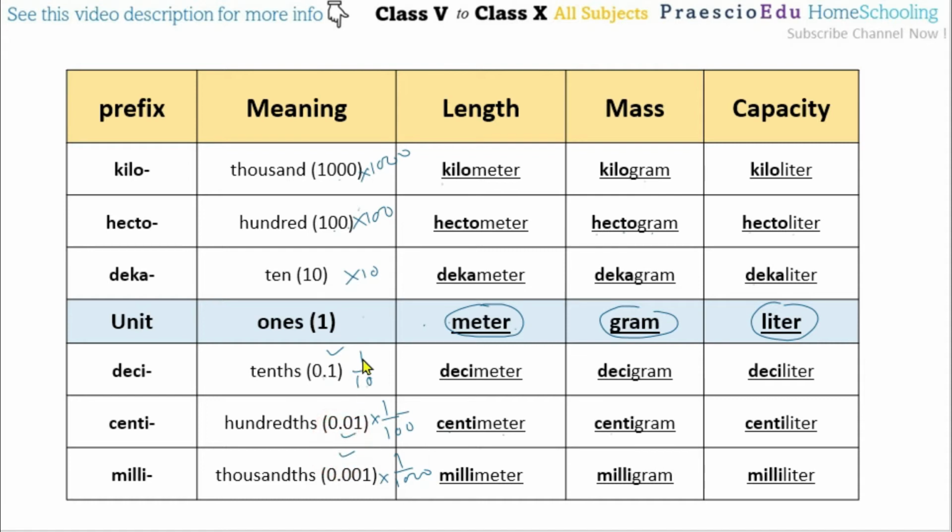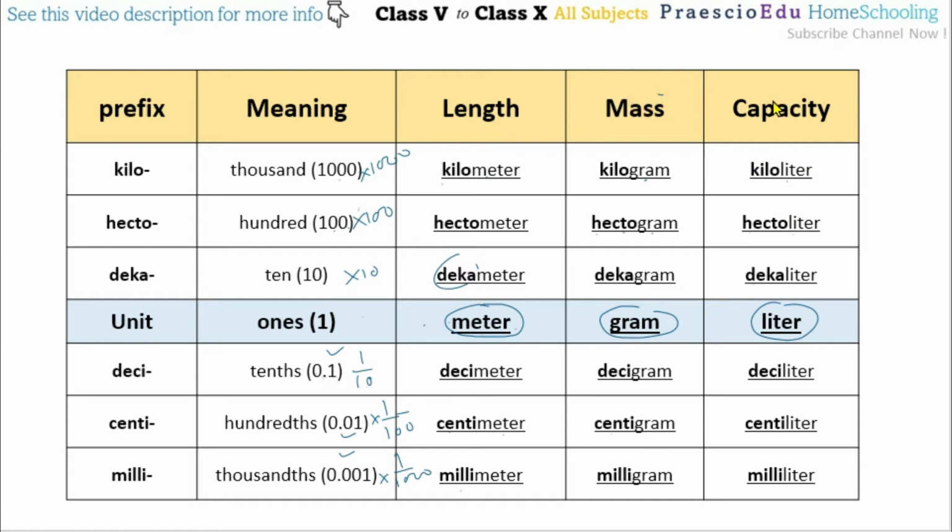To understand this sequence in a better way, you can make some jingles. Kilo, hecto, decameter, deci, centi, millimeter, like this one, some jingles you can make. This is the basic to understand the sequence. Once you remember this sequence, automatically instead of meter you can replace it with gram, or with liter, to get the mass and the capacity respectively.